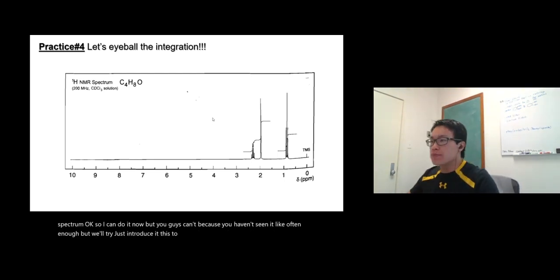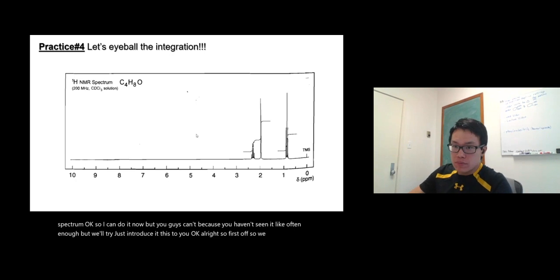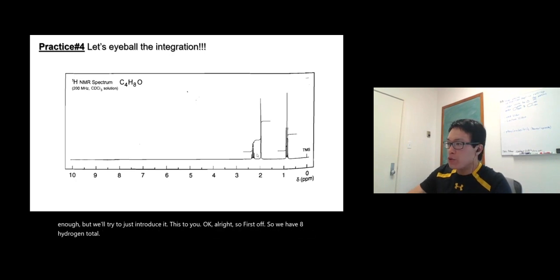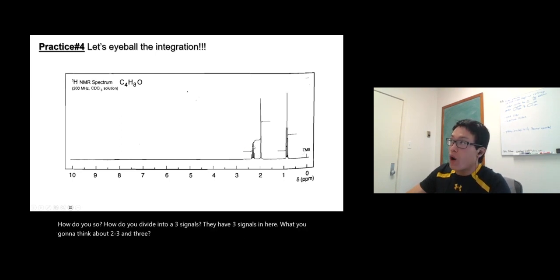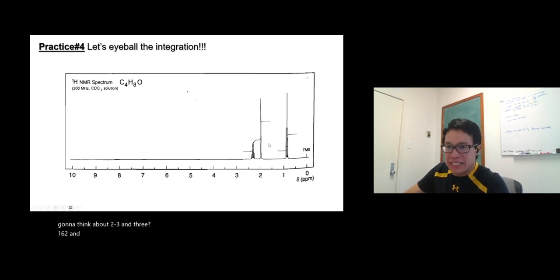All right. So first off, we have 8 hydrogens total. How do you divide it into 3 signals? There are 3 signals in here. Well, you're going to think about 2, 3, and 3. Or 1, 6, and 2? I don't know. Do something that makes sense, right?